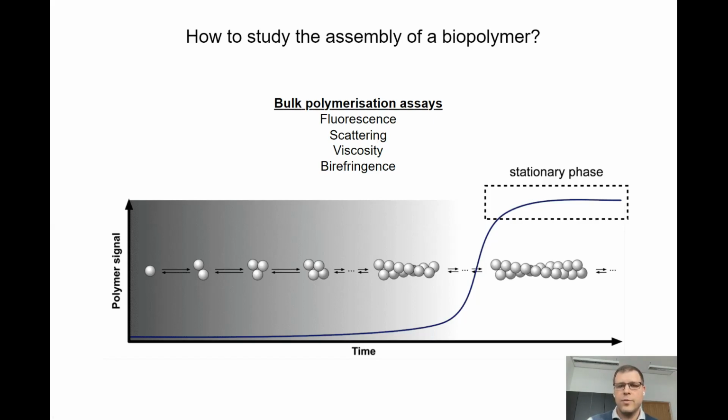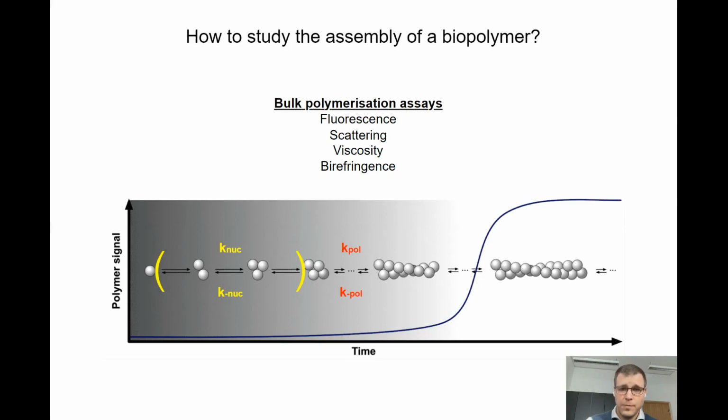Now, from these polymerization curves, especially if you do them at different polymer concentrations, you can deduce rates for the initial steps, as well as an overall polymerization rate. But as you might guess, since this nucleation phase just happens in this flat regime of the curve, there's not much information really about the molecular pathway that underlies this polymerization process.